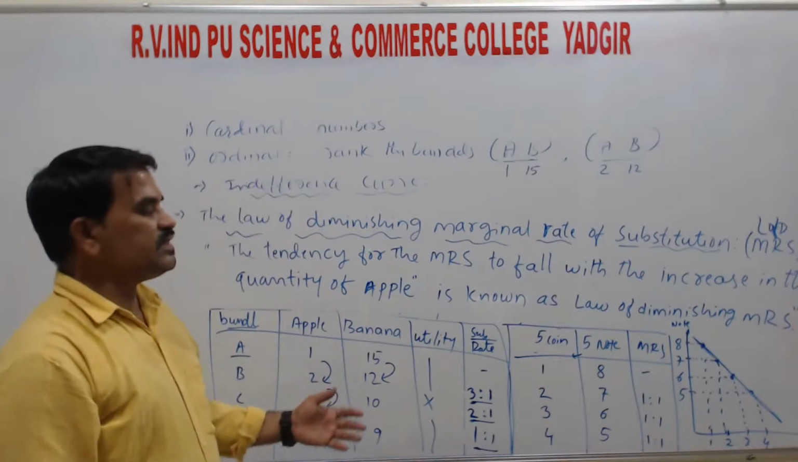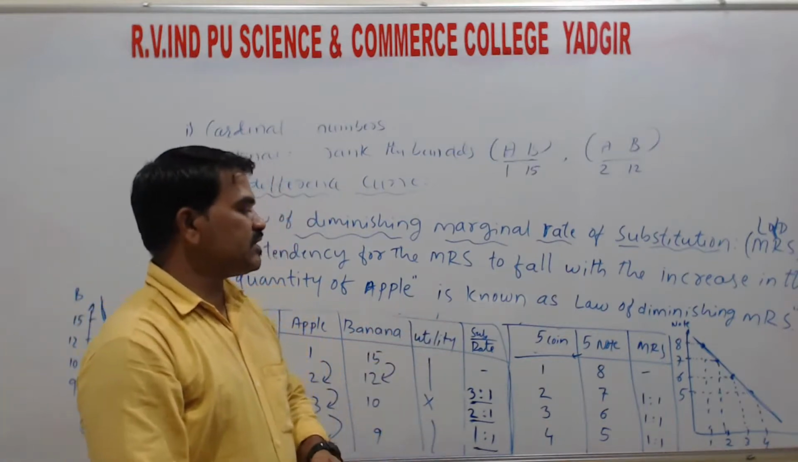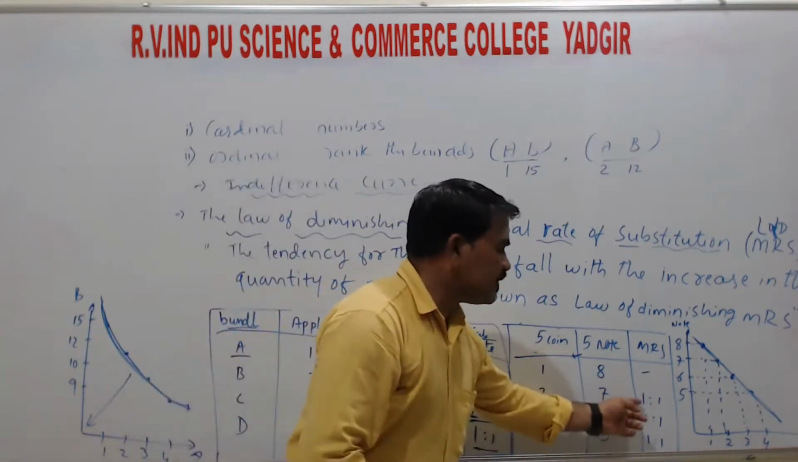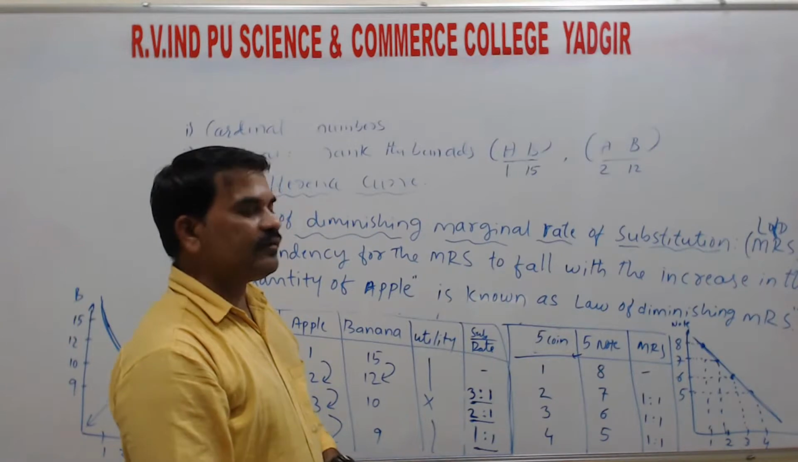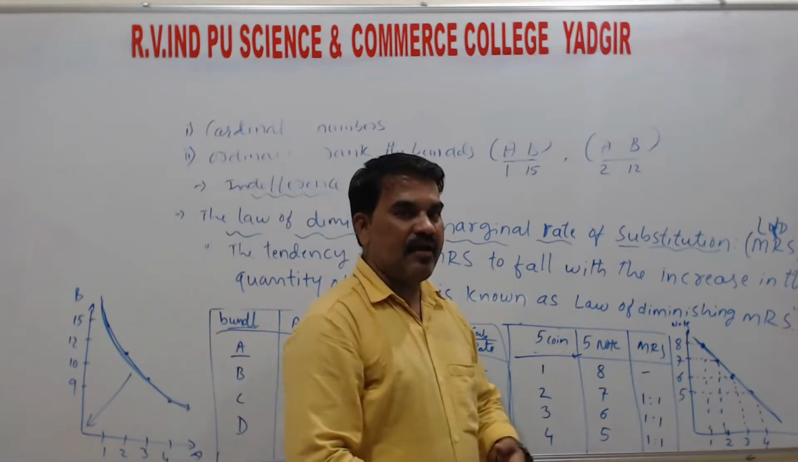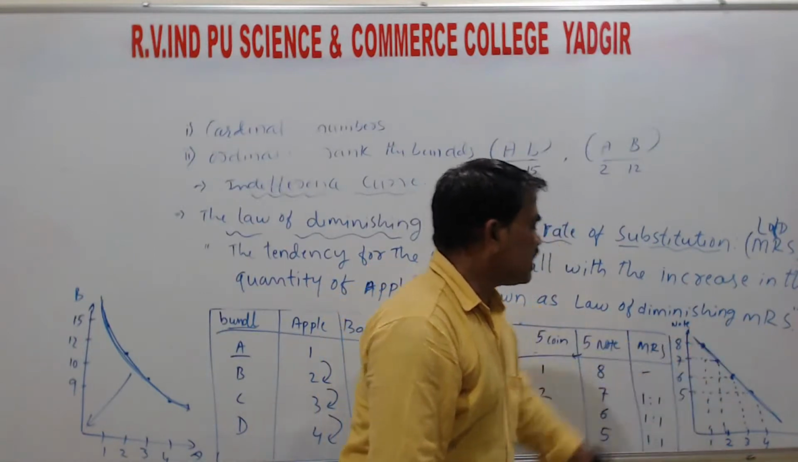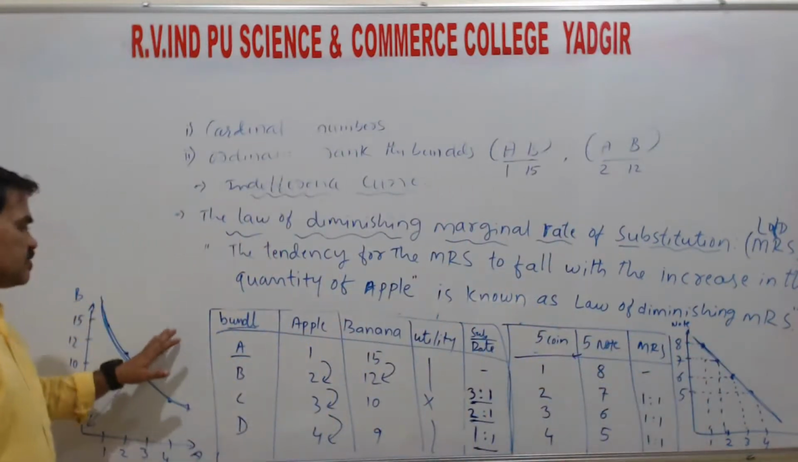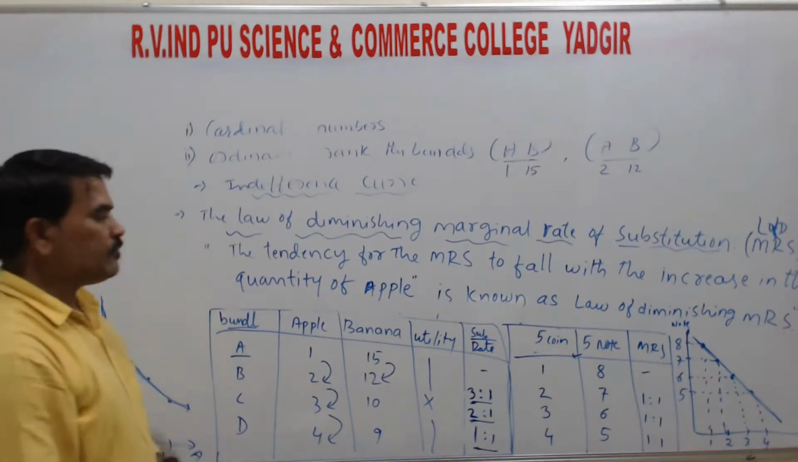There is no change in the MRS. It is not diminishing here. Correct? So when it is not diminishing, because of the perfect product which we have as a substitution, in that situation we will get a straight line. If it is not, then we will get this convex curve. Fine?